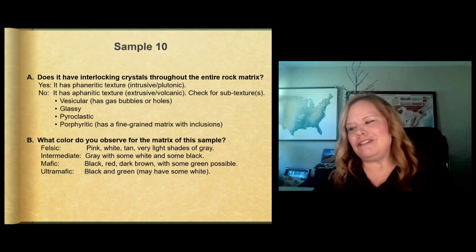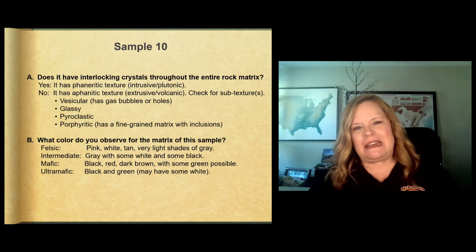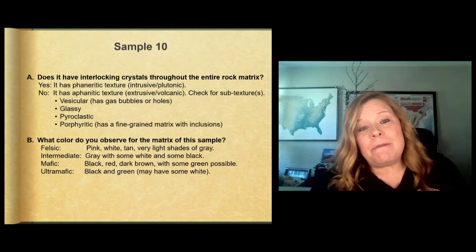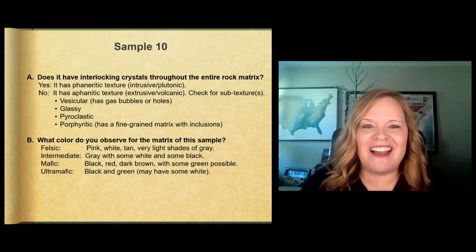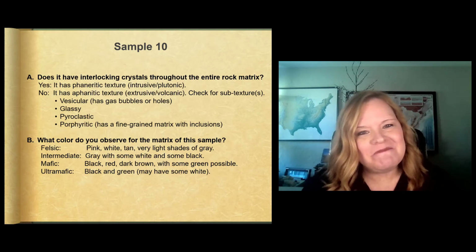All right, get your stuff packed up. Take a minute to take a break. And when we come back, we're going to do samples 11 through 25, just like we did with minerals. See you back in a few.